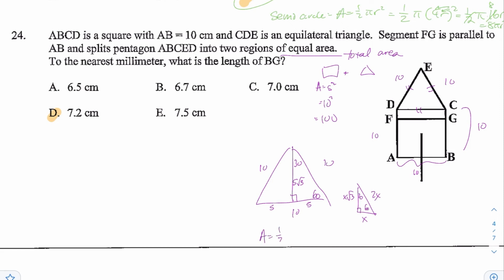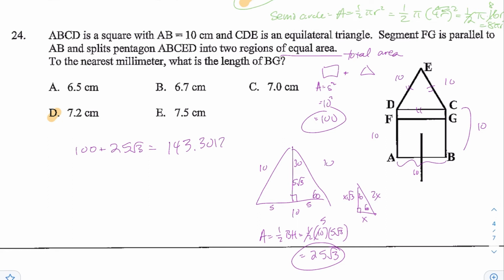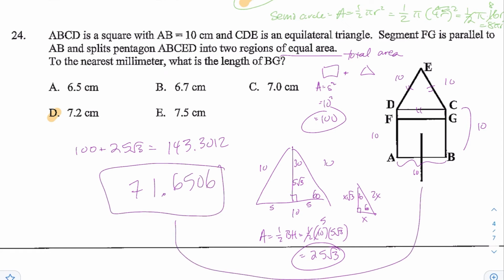So the area is going to be 1/2 base times height, or 1/2 times 10 times 5 root 3. And here that would be 25 root 3. So to add that to 100, 100 plus 25 root 3. Now you want to get an estimate for that. And that will be equal to 143.3012. So you take this area and divide it by 2. So you want 71.6506. And this will be the area of this rectangle here.